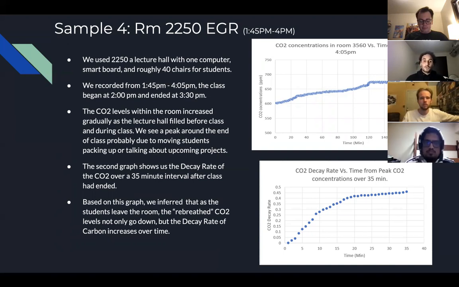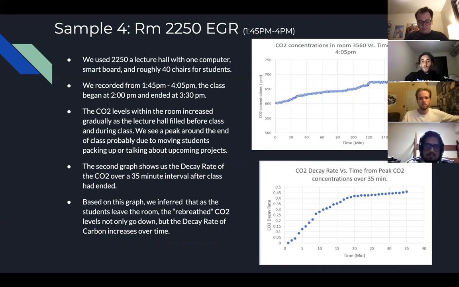The CO2 levels within the room increased gradually as the lecture hall filled before class and during class. We see a peak around the end of class in the graph at the top right. And I believe this to be when we see an increase starting around 40 minutes into the class period.